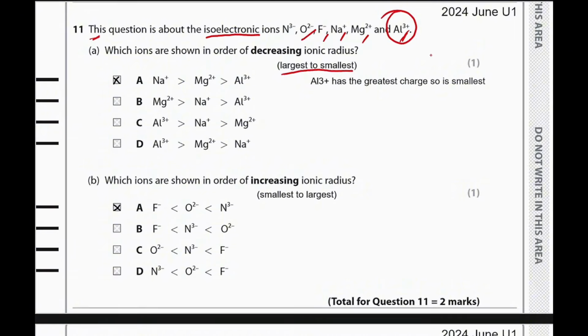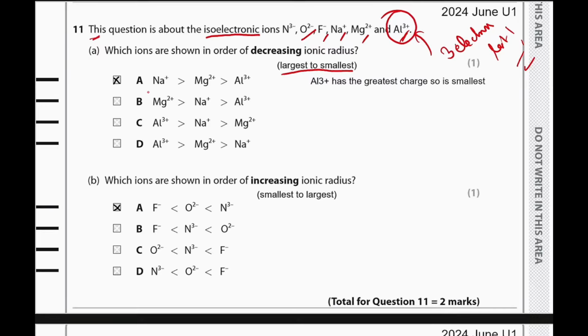highest charge. Why? Because it has lost 3 electrons. Since 3 electrons are lost, the force of attraction between the remaining outermost electrons and the nucleus is the highest, which results in the lowest ionic radius of Al3 plus compared to its counterparts. So in that case, Al3 plus will have the smallest ionic radius. Now, if we check out C and D, obviously Al3 plus is provided as the first option, which is obviously wrong. So this leaves us with A and B being the possible correct answers.